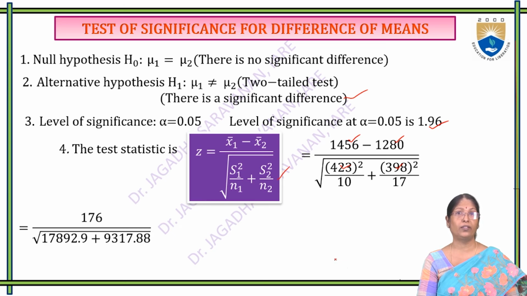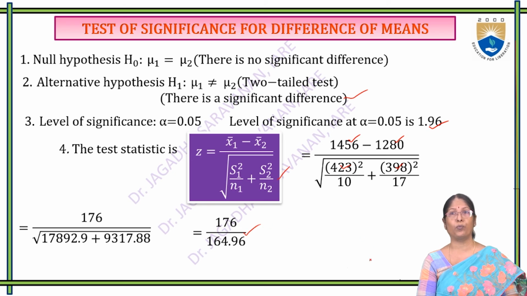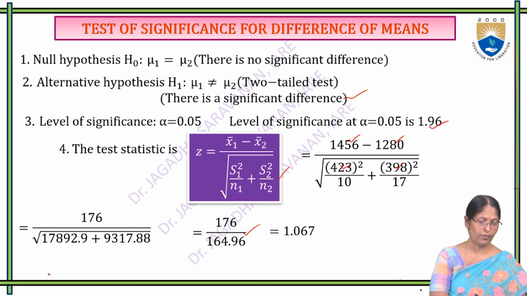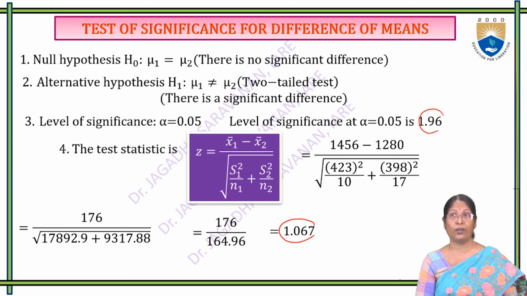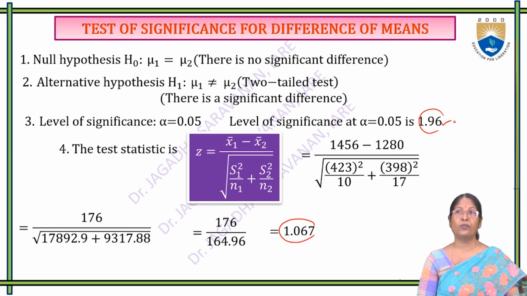892.9 plus 9,317.88. The fraction we obtained 176 divided by 164.96. The final output we obtained 1.067. So here the tabulated value is 1.96, whereas here the calculated value is 1.067. So the tabulated value is more than the calculated value.